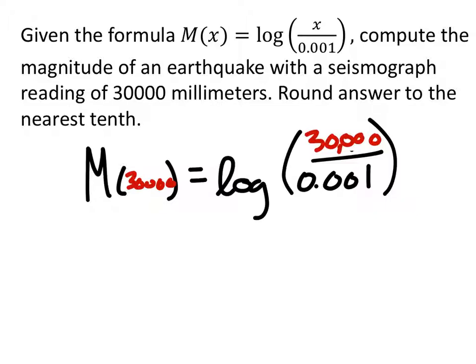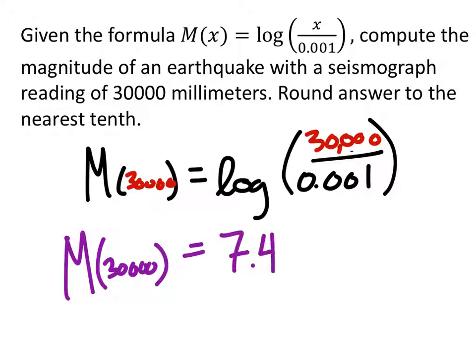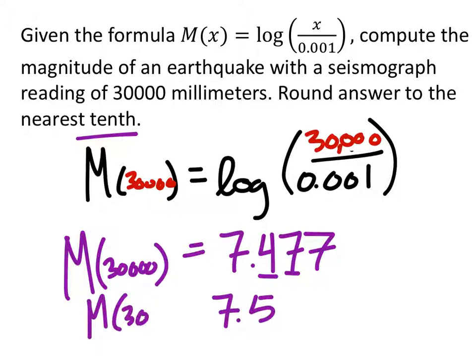Now you could try to figure this out on your own. However, I don't recommend it. What I'm going to do is I'm just going to type this into the calculator, which will tell me the magnitude on a Richter scale based on a 30,000 millimeter reading on a seismograph. All right, my calculator gives me 7.477 and some change. This says round to the nearest tenth. So since the 4 is the tenths, I would look to the 7, which is 5 or more, and that would make that 7.5. So the reading on the Richter scale would be 7.5.